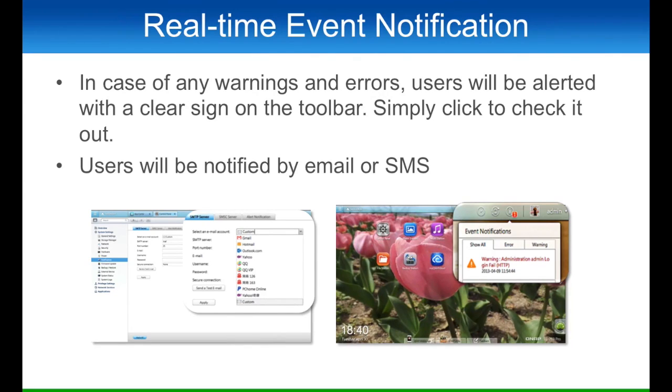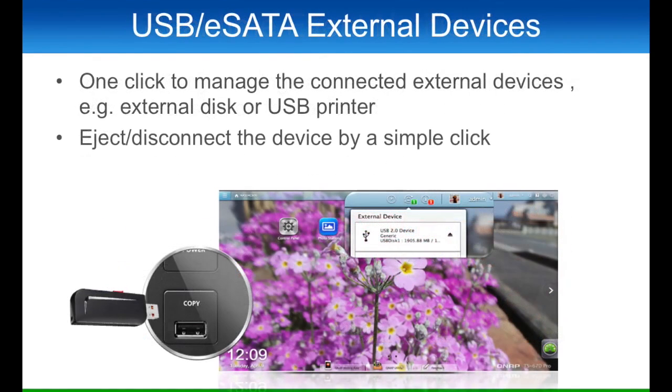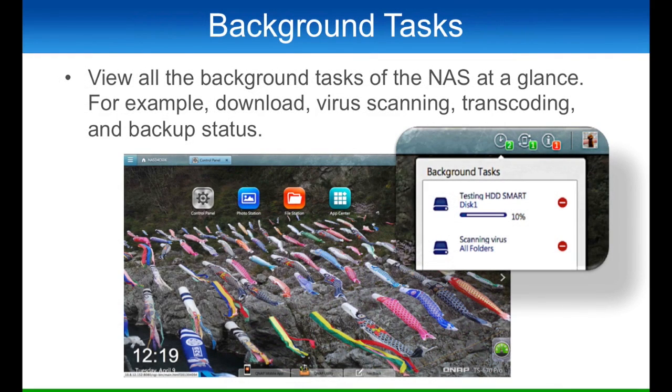A new embedded feature of the QTS Desktop includes the real-time event notification status icon, which lets you see any warnings and errors of the NAS. You can set it to send notification via text message or email. There is also an external drive icon, which lets you quickly see the statuses of the connected USB or eSATA external drives on the NAS. With only one click, you can eject or disconnect those devices. Background tasks will show you all the running tasks, such as your backup, download, virus scanning, or transcoding statuses.